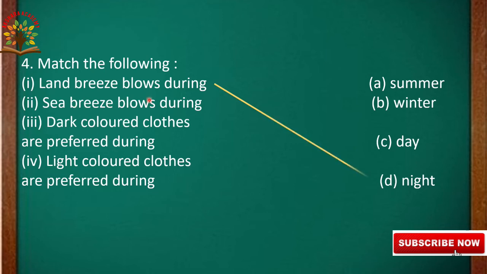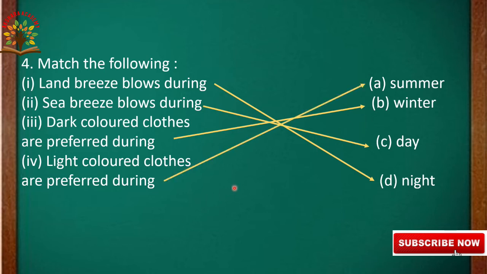Land breeze blows during night time. Next, sea breeze blows during day. Next, dark colored clothes are preferred during winter. Light colored clothes are preferred during summer. So, land breeze at night time, sea breeze in daytime, dark colored clothes in winter, light colored clothes are preferred during summer. Okay. Next question.